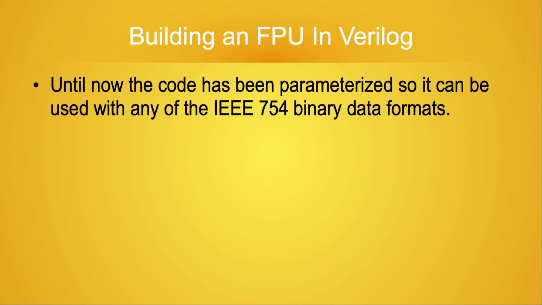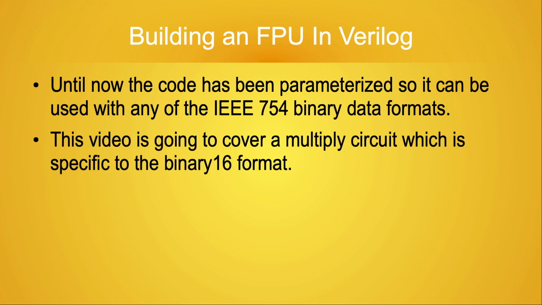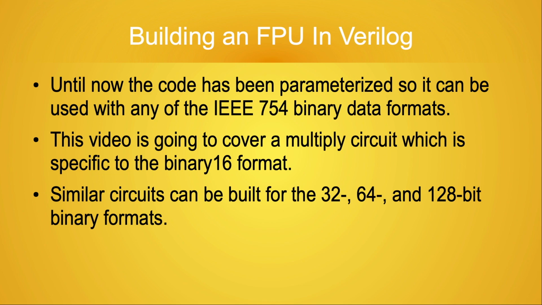Up to this point, all of the Verilog code which I've written has been parameterized, so that it's easy to simply recompile the code with new values for the number of bits in the exponent field, NEXP, and the number of bits in the significand field, nsig, so that the Verilog code will support the IEEE 16, 32, 64, and 128-bit binary formats. In this video, I'm going to write a faster version of the significand multiplication module, which is specific to the 16-bit binary floating point format. Similar routines could and should be written for the other binary formats.